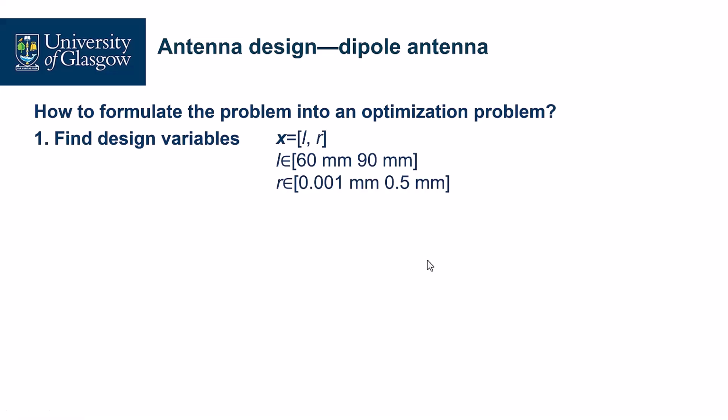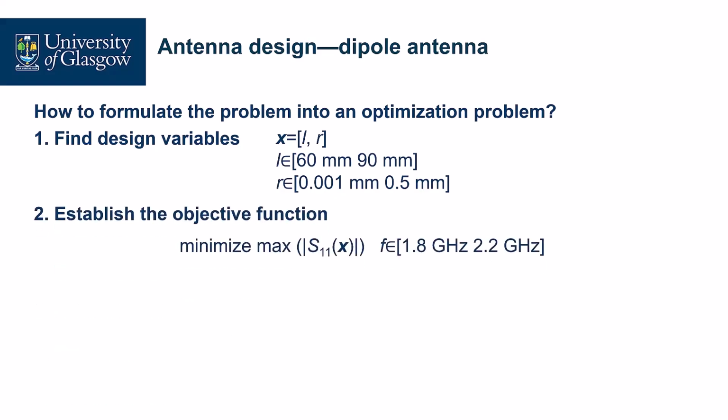Then we have a design requirement, right? We want the maximum S11 within the frequency range to be smaller than or equal to -10 dB. We have two ways: either we set this as a constraint, or we set this as an objective. Here we can choose it as an objective. It means we want to minimize this value. Maybe we can't reach -10, right? But we want to minimize this, so we set it as an objective.